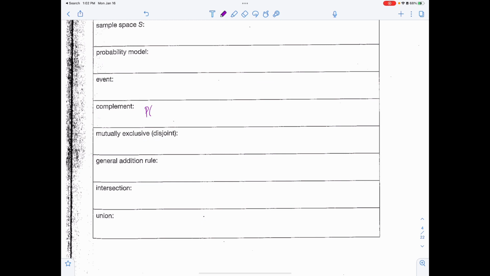If the probability of A is 0.4, the probability of the complement of A, which you put a C there, or you can do this, is going to be just 1 minus 0.4. It's just the opposite of it. So it'd be like the probability of raining and not raining. They're completely opposite from each other.